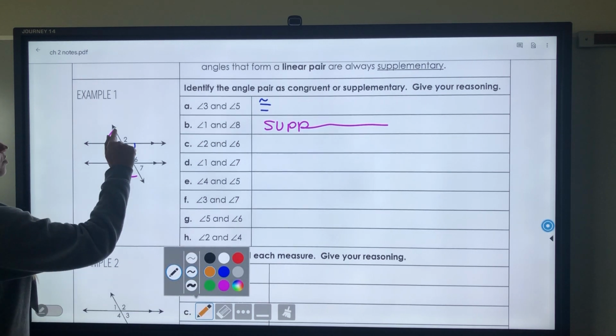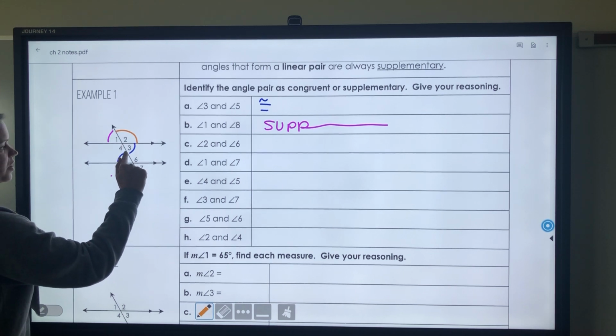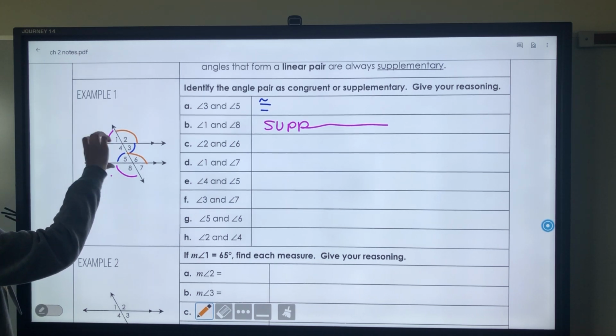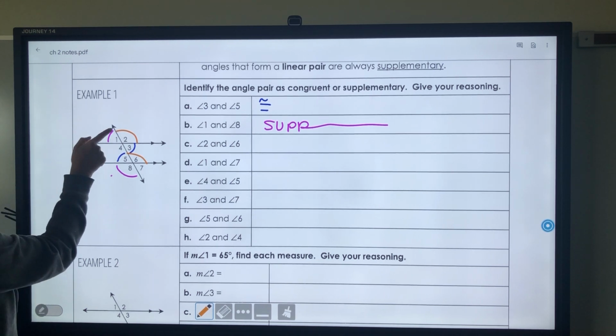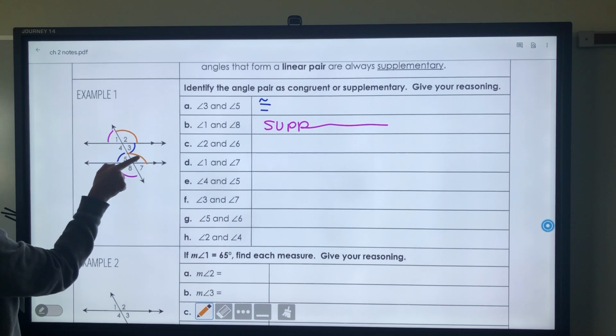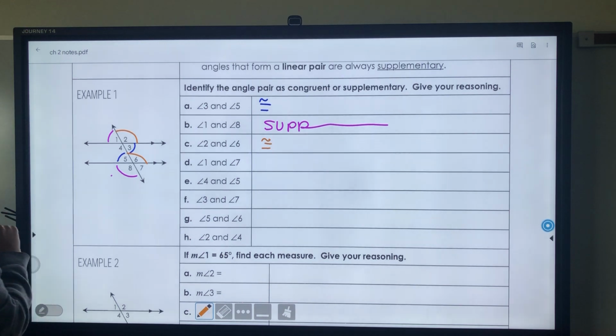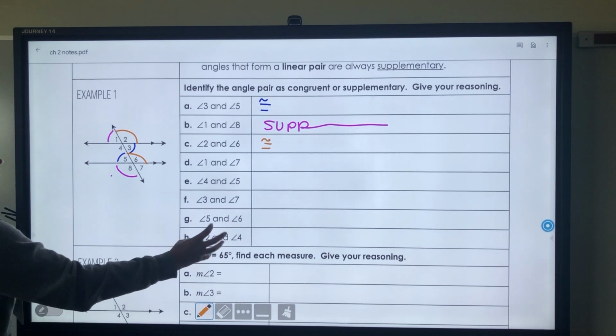2 and 6. 2 is up here, 6 is right here. Those were corresponding angles. They're in the corresponding positions. And that's larger than 90. That's larger than 90. So we know those are congruent. So that's how you can kind of recognize them. All right, now let's assign an actual degree measure to it.